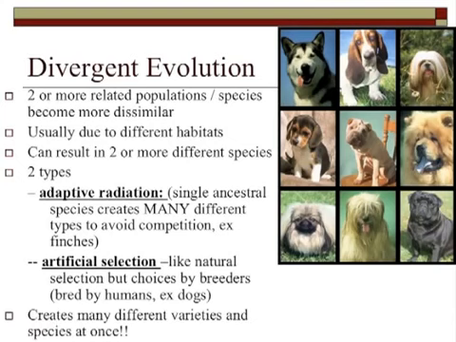So divergent evolution has the ability to create a whole bunch of different species all at once. If you have a population that goes to an island with a variety of habitats, that one population, that one species is going to evolve differently depending on where they end up living on the island.